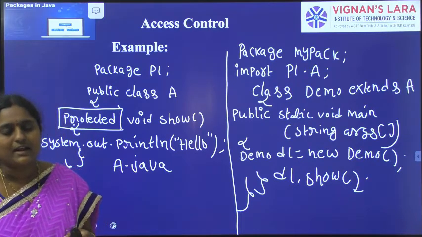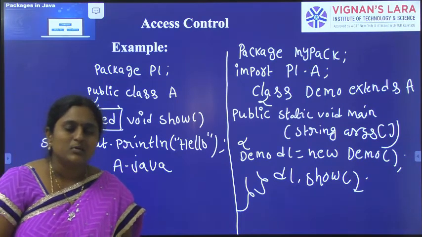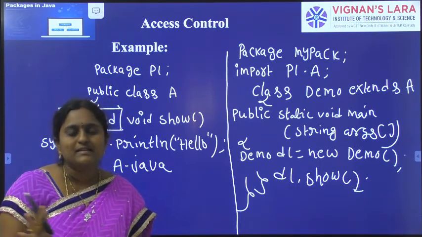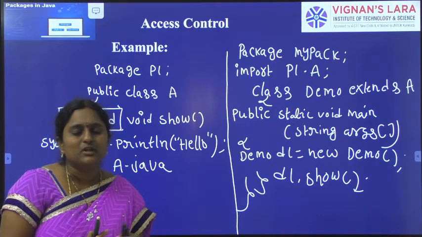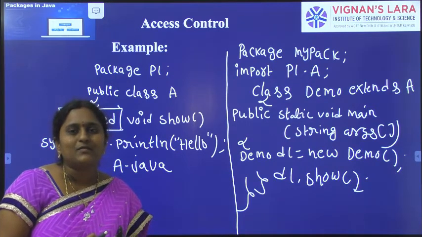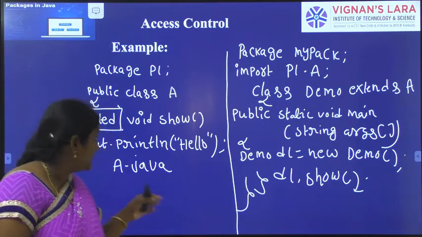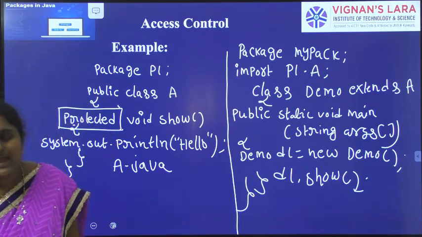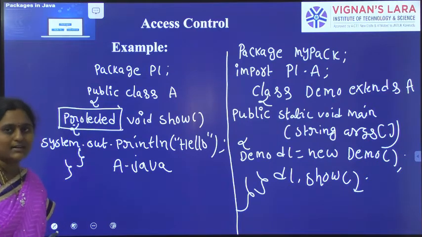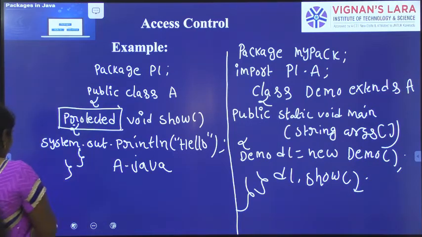Suppose we are trying to write one class as protected. At the time of compilation, it leads to an error. Protected access modifier is applicable with respect to the method, constructor and variable. It cannot apply on the class. These all are access modifiers. I hope you have clear understanding of these concepts.